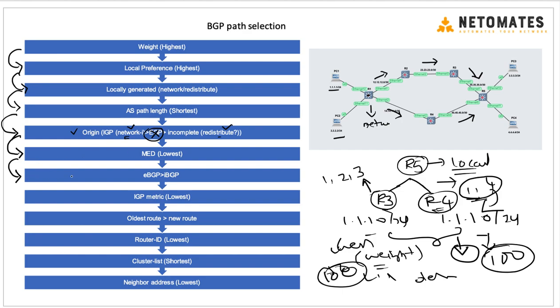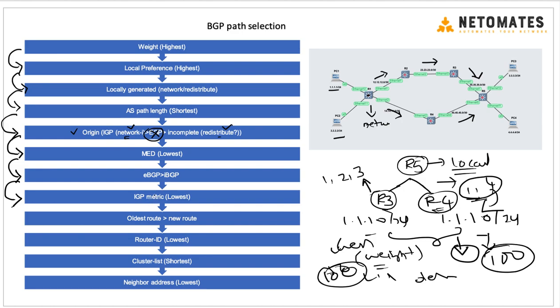Then it will check the next condition. It will prefer the eBGP routes over iBGP routes. So if both are eBGP or if both are iBGP, then that also will not become the tiebreaker. Then it will check if the routes are learned through redistribution of OSPF or EIGRP routes, they will have some metric value associated with them. So if the metric is low for one of the routes, it will prefer that one.